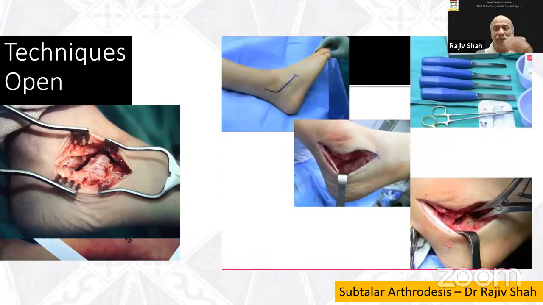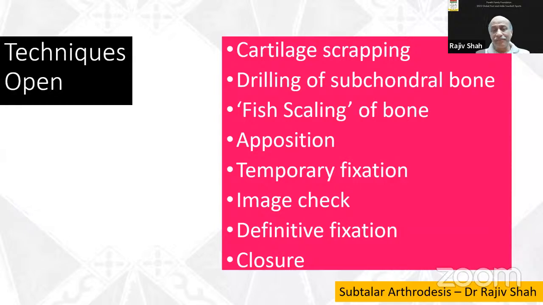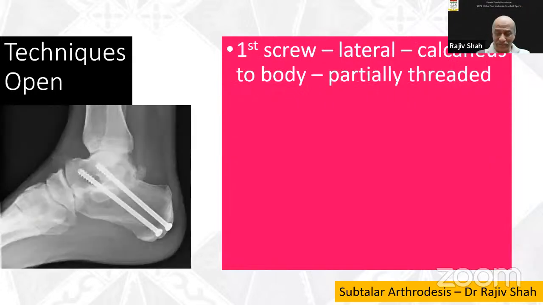curette out the cartilage, do the joint preparation, then put in your bone graft if you need and fuse the joint. So: cartilage scraping, drilling of subchondral bone, fish scaling of the bone with osteotomy, good apposition, temporary fixation, image check, definitive fixation, and closure. These are the steps of open subtalar arthrodesis.